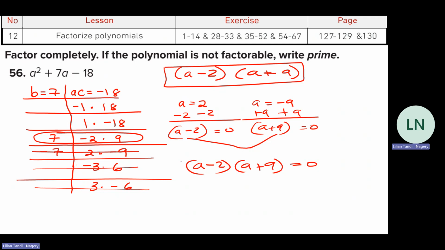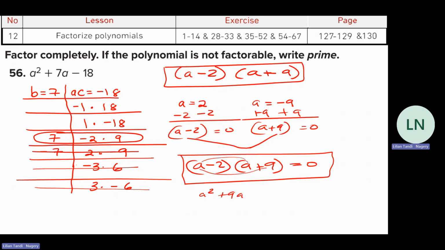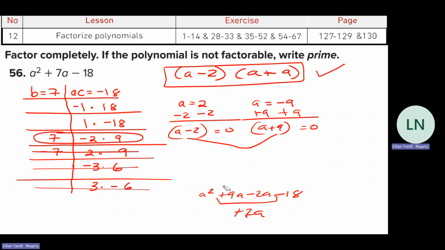And then make sure you check your work. A times A squared. A times 9, positive 9A. Negative 2 times this, negative 2A. Negative 2 times this, negative 18. Why am I putting 0? Because you're not over here. And then this gives you positive 7A, and it matches your question. So then you know your answer is correct. Always check your work. Always.